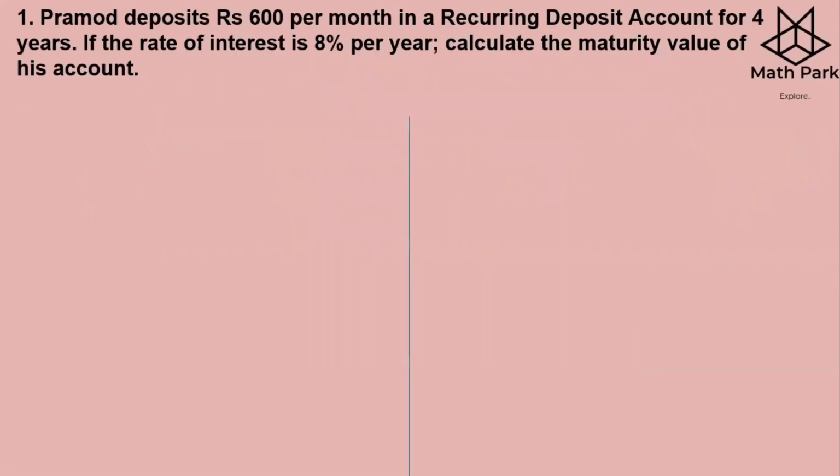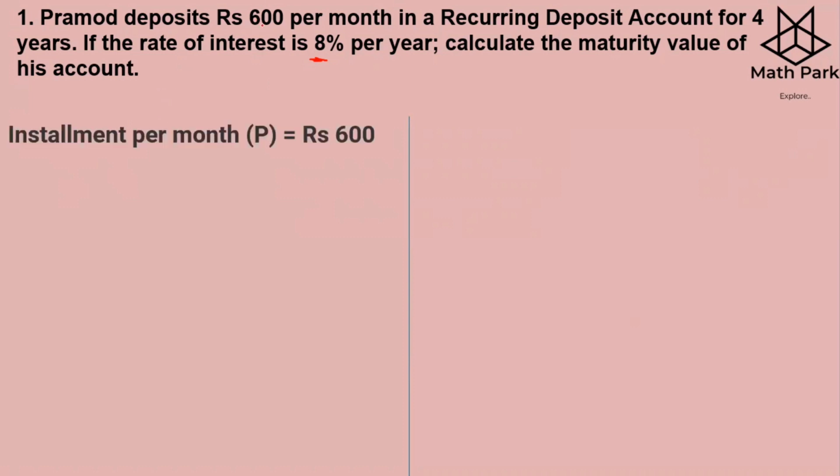So we start with question number 1. Pramod deposits rupees 600 per month in a recurring deposit account for 4 years. If the rate of interest is 8% per year, calculate the maturity value of his account. So let us note down the things given over here.